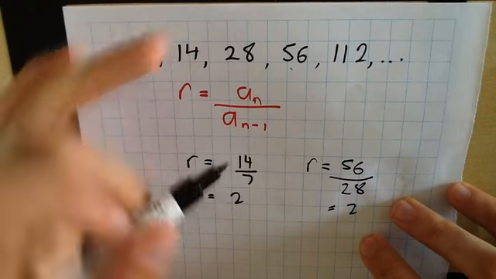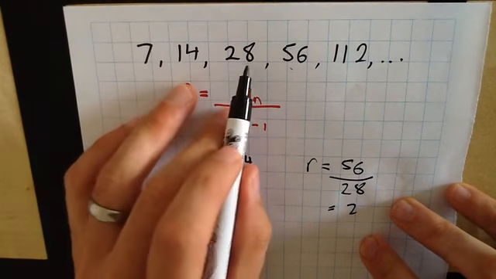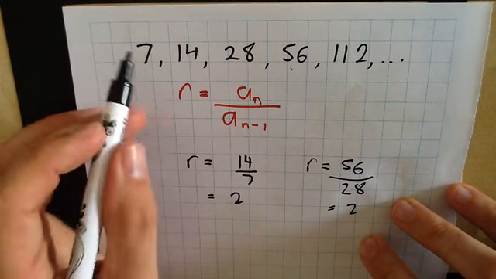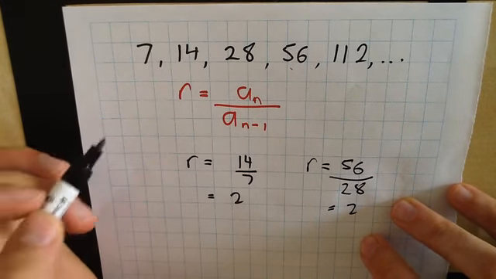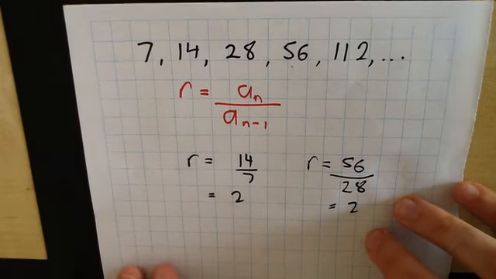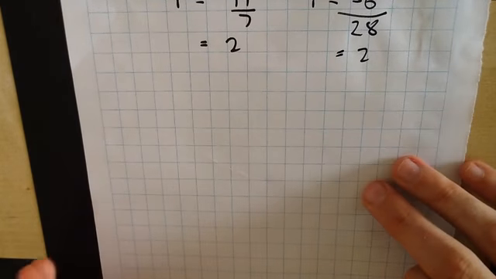So this sequence has a common ratio between all of the terms. 28 divided by 14 is 2. 112 divided by 56 is 2. Therefore, that's what makes this a geometric sequence. So you're looking for a common ratio, not a common difference. Let's take a look at another sequence.